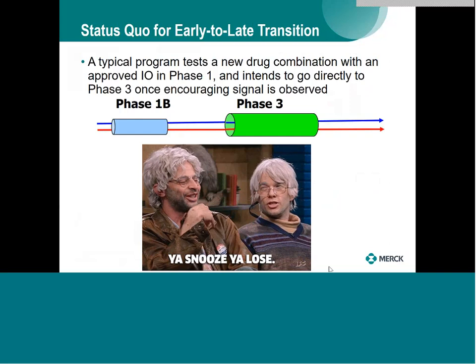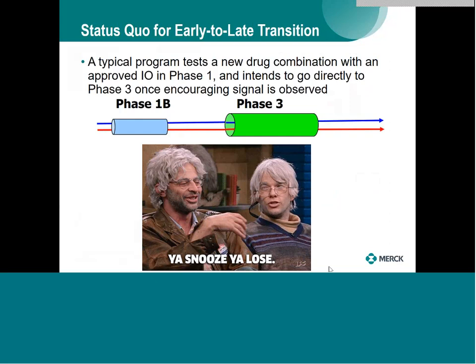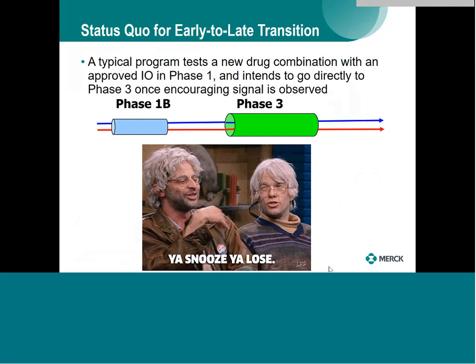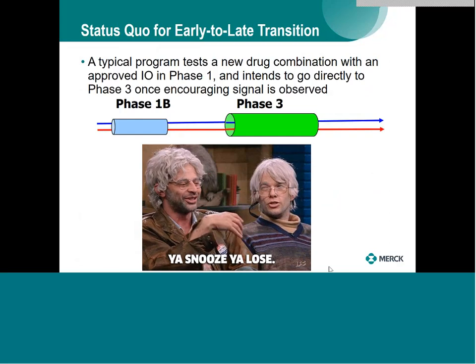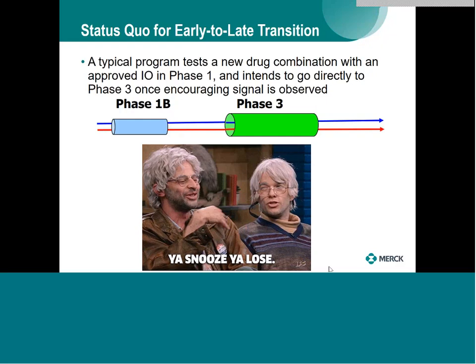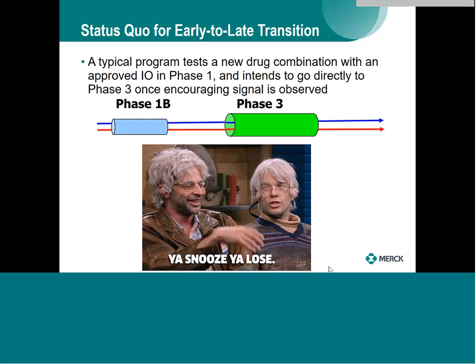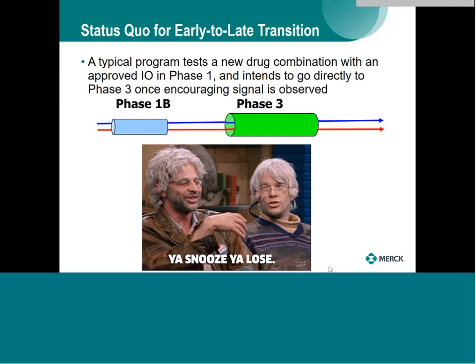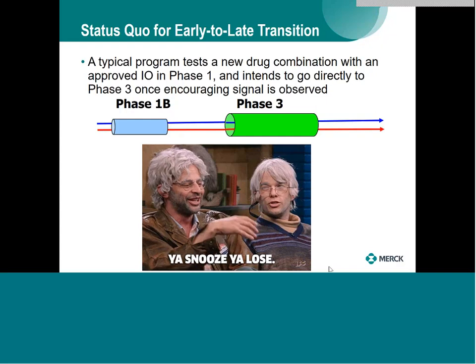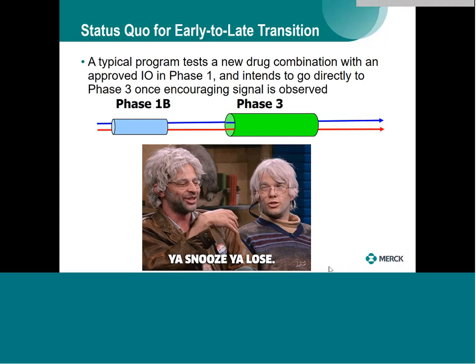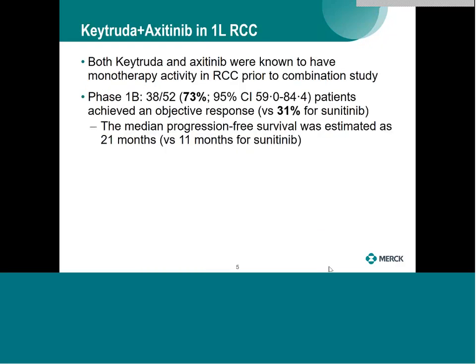And again, just to recap what I mentioned earlier, the status quo in early oncology to late stage transition for a lot of drug developers: a typical program tests a new drug combination with approved PD-1, PD-L1 in phase 1. Usually the sample size is small, and once they believe they see significant anti-tumor activity as compared to the standard of care, they will try to go directly to phase 3, in hope to capture the market as well as to be competitive with other drug developers in the same field. This kind of practice, of course, has generated a few success stories.